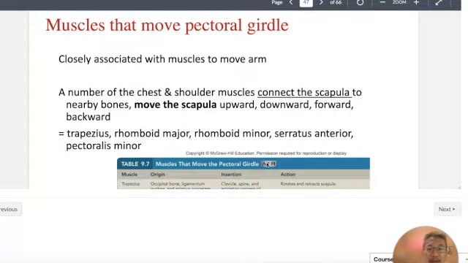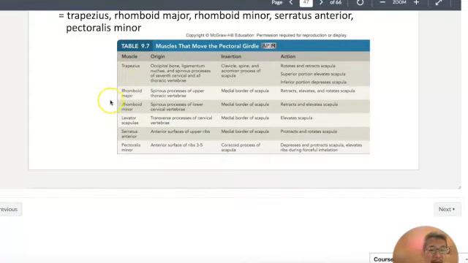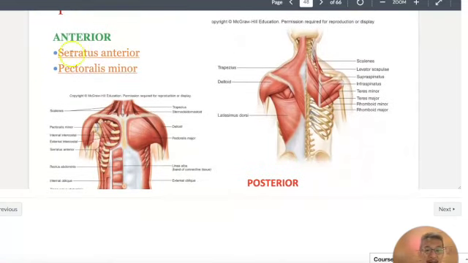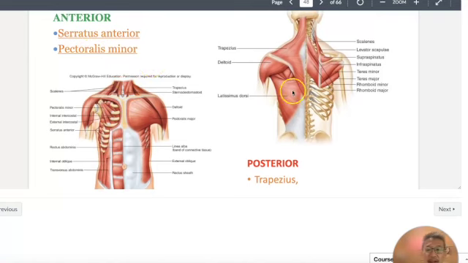Muscles that move the pectoral girdle, the pecs. Okay, we'll look at trapezius, rhomboid major, minor, and all these. Okay, but the ones you need to remember are these in orange. So the big one right here is the pec major, and underneath the pec major is the pec minor. Okay, pec minor, and on the side is the serratus anterior. Okay, in the back, this big one is the trapezius muscle, your traps. It attaches all the way up by the occiput.